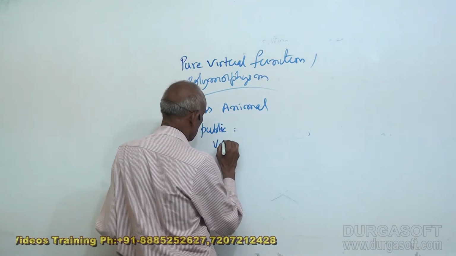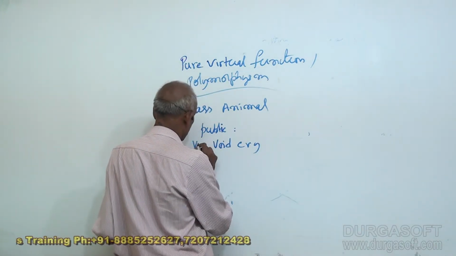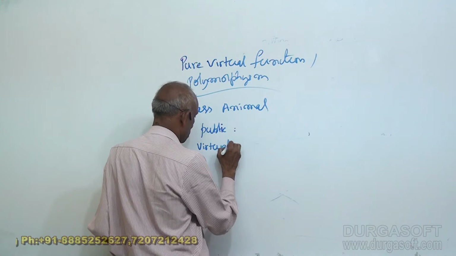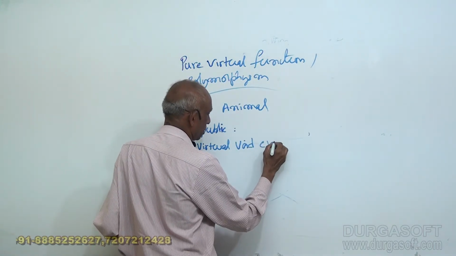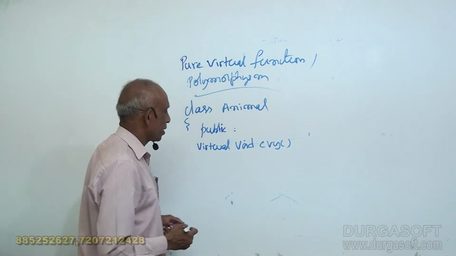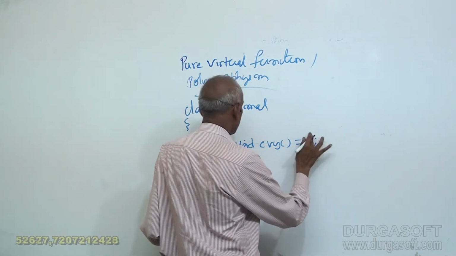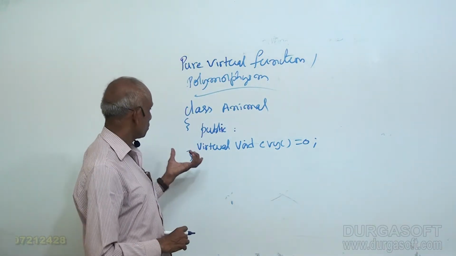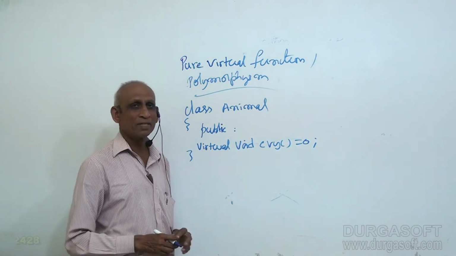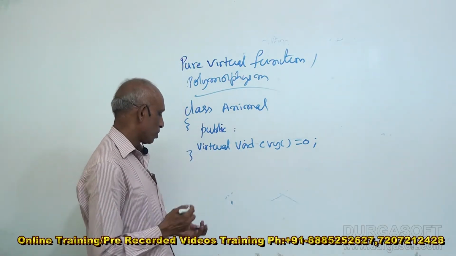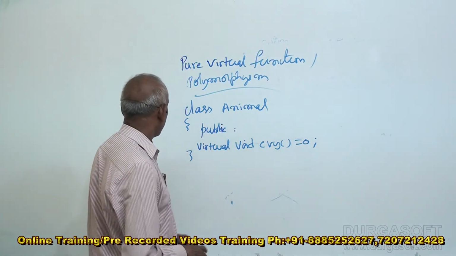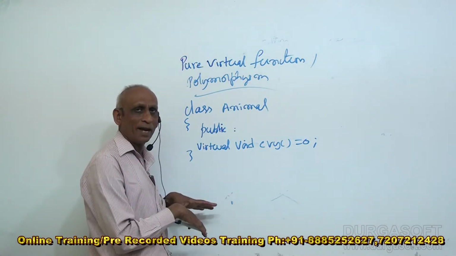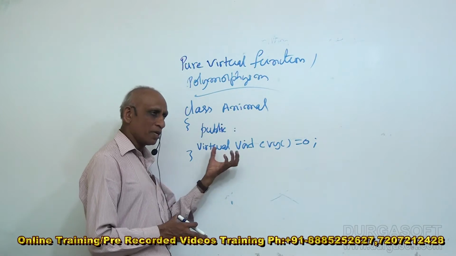So void cry, and virtual. So we have a virtual function here. Virtual void cry is equal to 0. This is a pure virtual function in the Animal class. So I have an Animal class here which has just one pure virtual function, cry, which is supposed to represent the animal's cry. And this is an abstract class, we cannot create an object of this. So my idea is to create real animals from this. This is a generic animal. I want to create real animals from this.